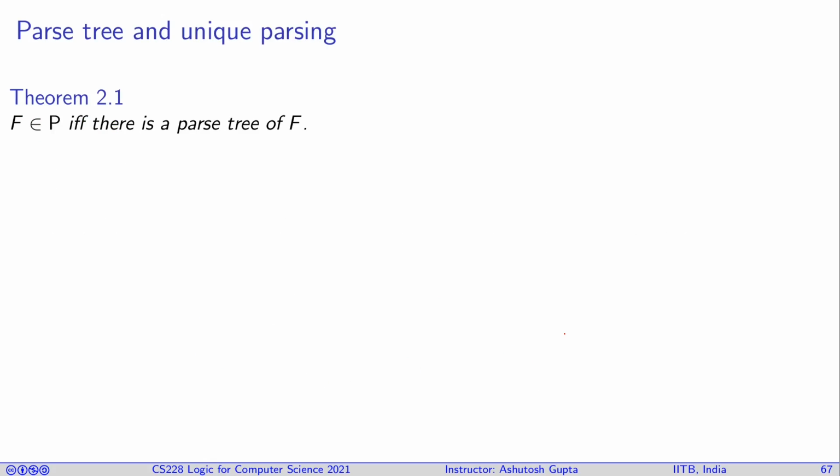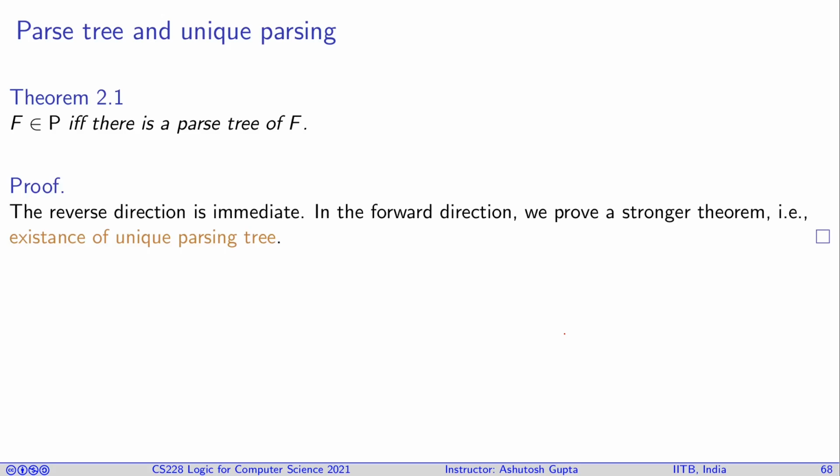So you need a theorem. The theorem says a formula or string belongs to P if and only if there is a parse tree of f. If that is the case, then you have a very efficient way of checking whether a given string is a formula or not. Just compute its parse tree. The reverse direction is immediate. If you have a parse tree, it clearly is because of unfolding of your generation rules, therefore it belongs to P. In the forward direction, we need to prove that if a string does not follow the generation rules, then something will go wrong. You will not be able to find a parse tree.